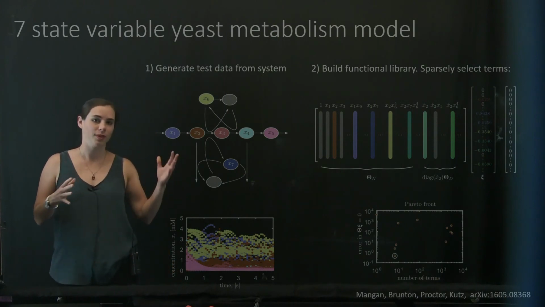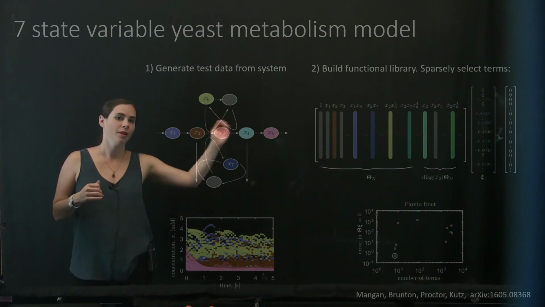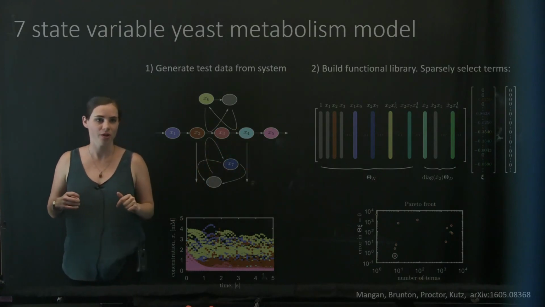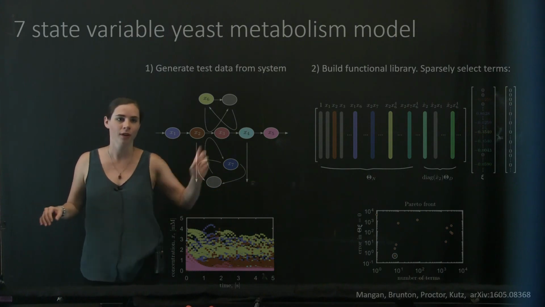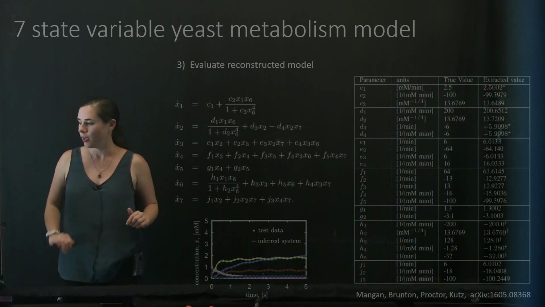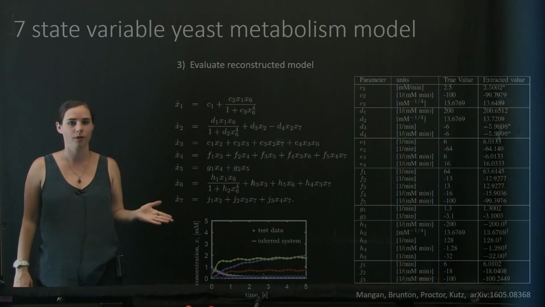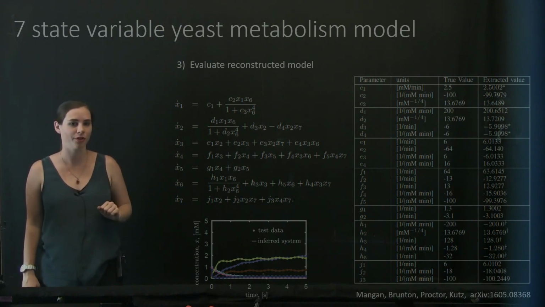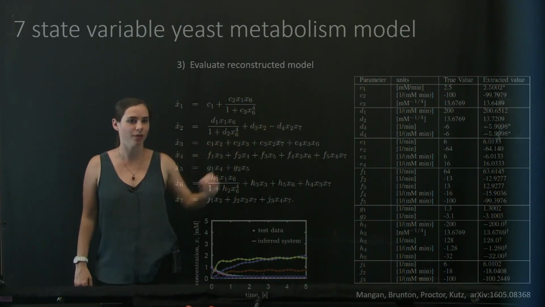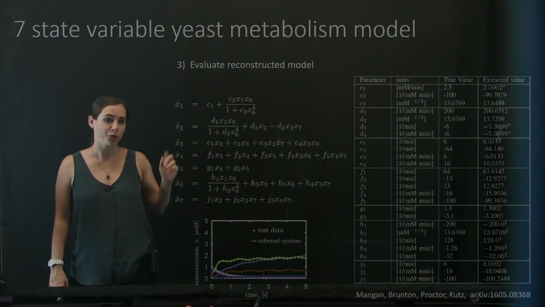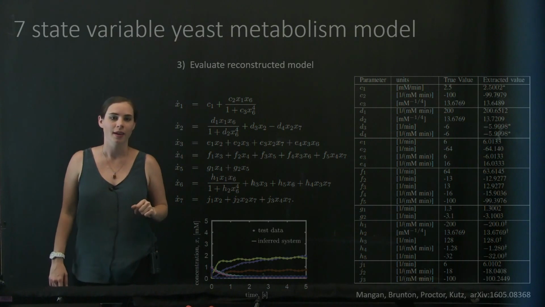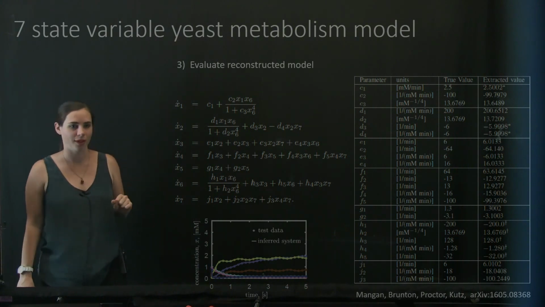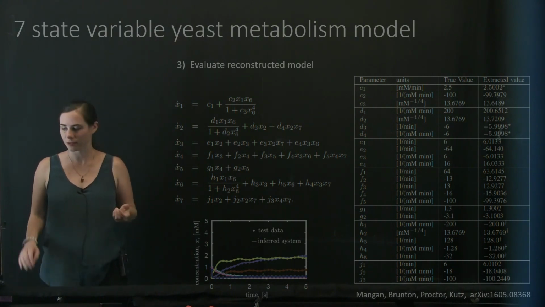Okay, so once again, we take this 7-state variable system, we build our function library of polynomials, we generate a Pareto front, find where the drop-off occurs, recover the coefficients, and we get back, again, here is the model, and here's the table of the true values of the coefficients and the extracted values of the coefficients, and once again, they are within 2% of the original coefficients.